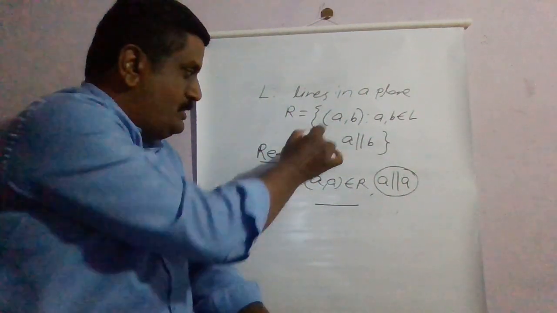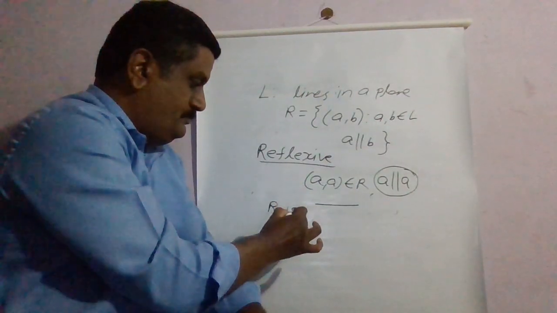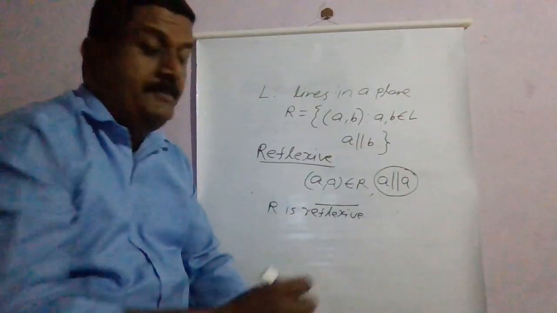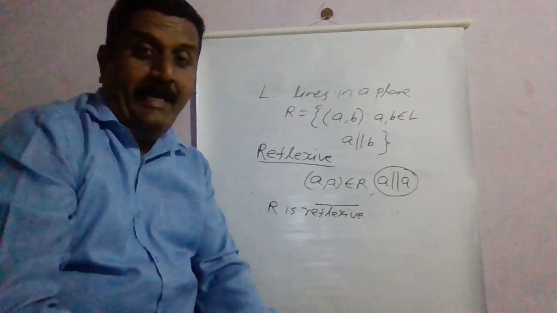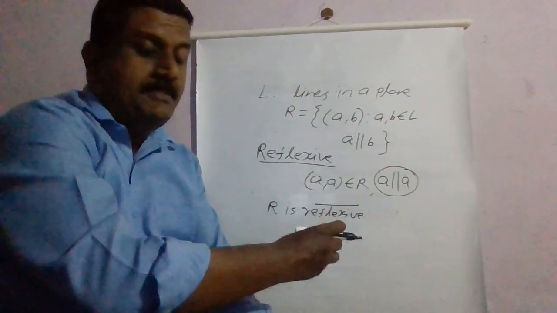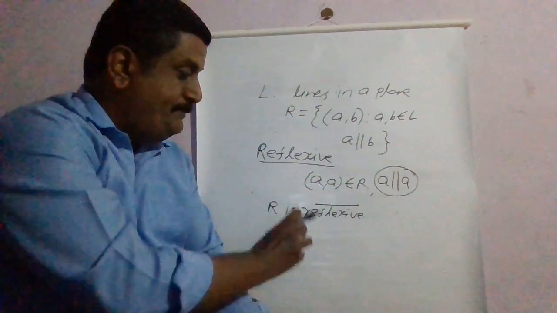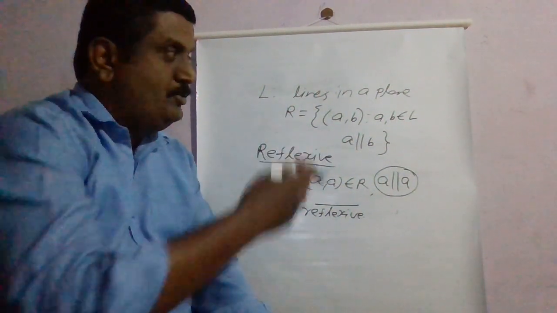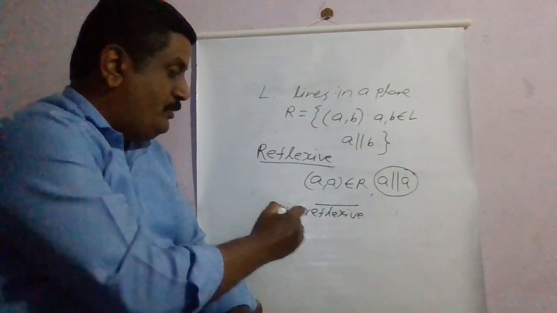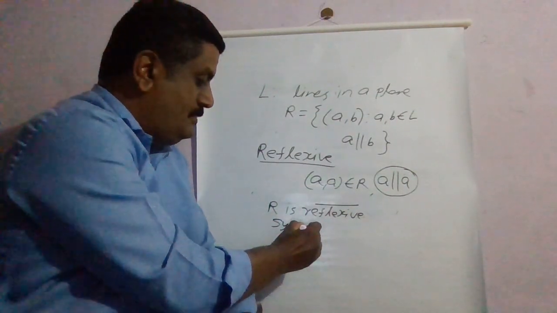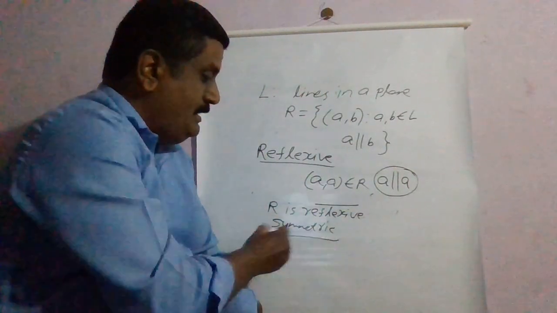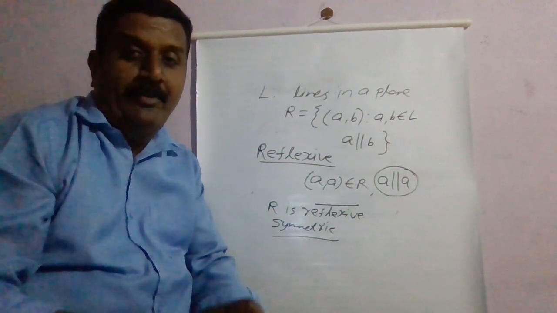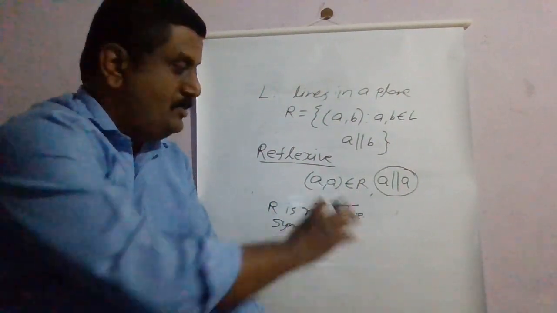So this R is reflexive, because we can use the property of parallelism, that is, a line is parallel to itself. Using that, we can say that this relation is reflexive. Then next you have to check whether it is symmetric. In reflexive, if you take any line, it is parallel to itself. For every line, the line is parallel to itself, so it is reflexive.